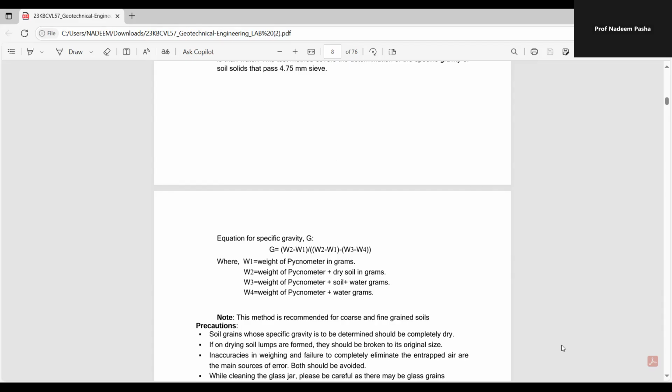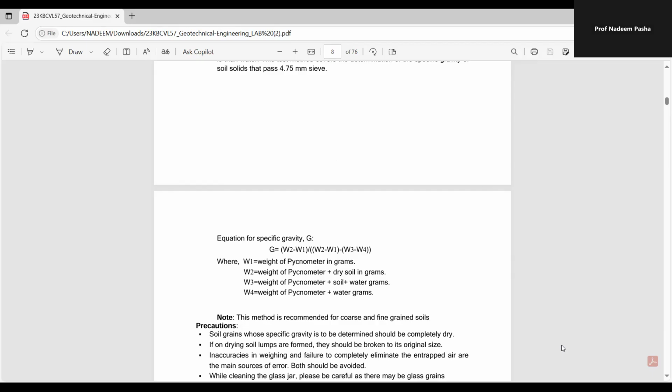Precautions. So, what are the precautions you need to take during this test? Soil grains whose specific gravity is to be determined should be completely dry. If on drying soil lumps are formed, they should be broken to their original size.